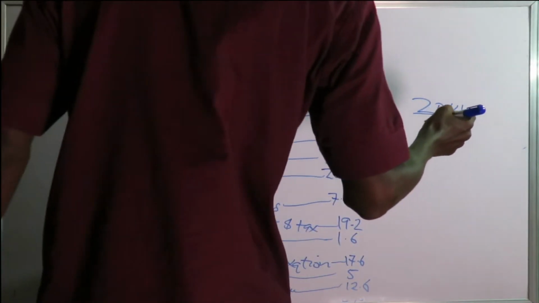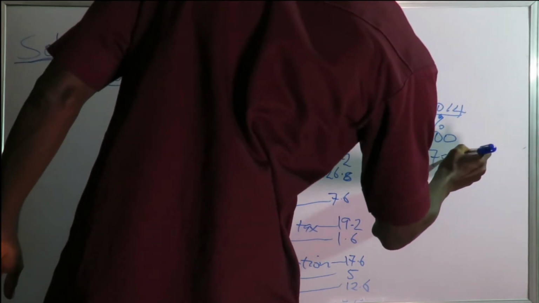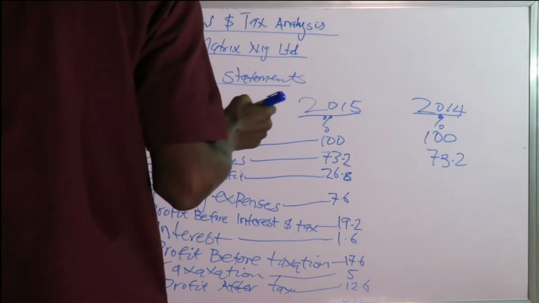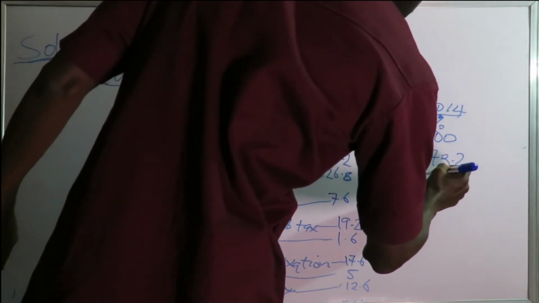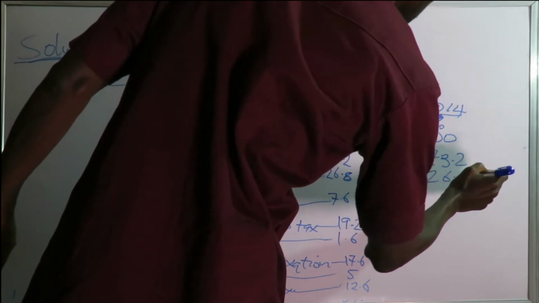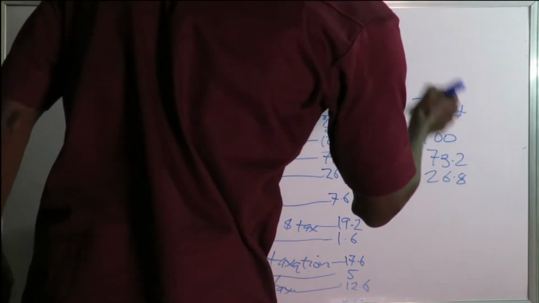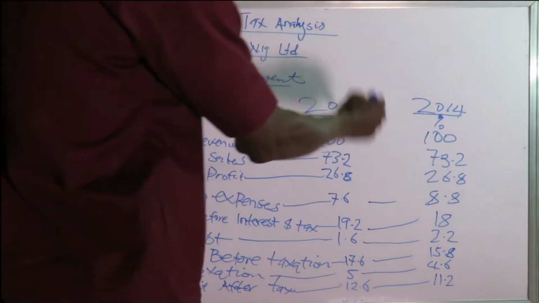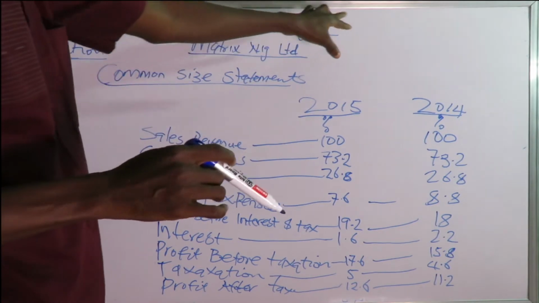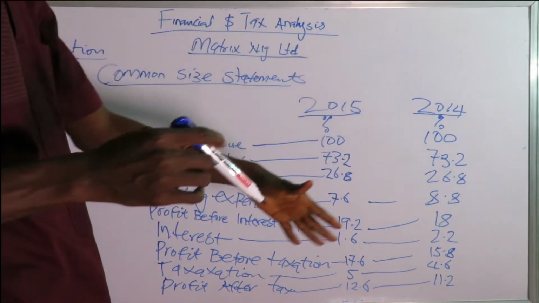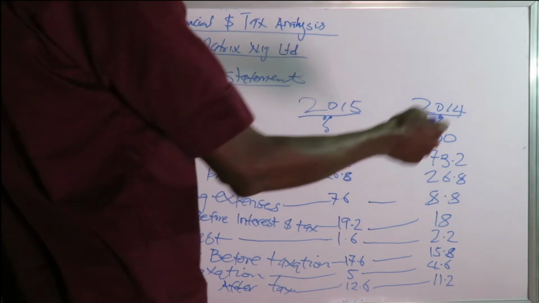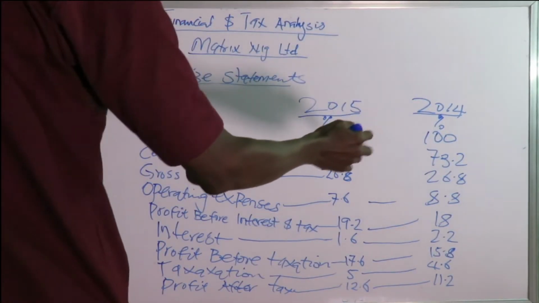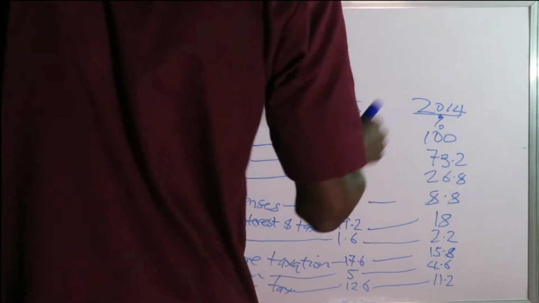So 73.2, this one, then 26.8. These two, 2015 and 2014, have the same figure. All these figures, you can confirm them once I show you how we arrive at them. In case there's any mistake, you can use your calculator to confirm the figures and get the accurate figures. But I believe they are all correct because I've worked on this before.